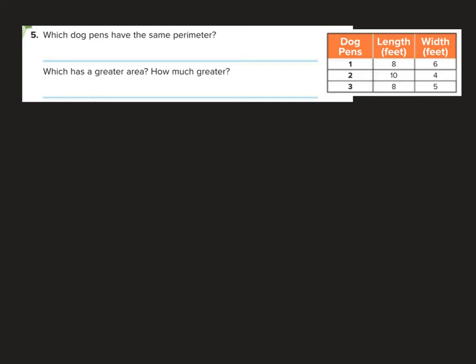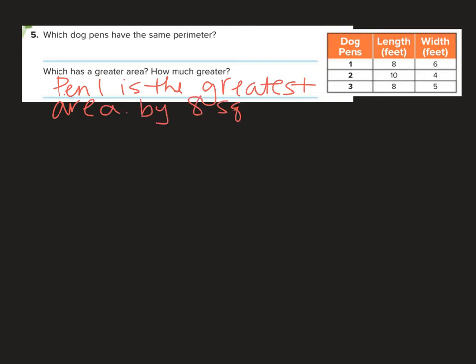Which dog pens have the same perimeter? Oh man, which has a greater area? How much greater? Oh, we can answer the second part. Pen 1 has the greater area. How much greater? Well, we better write it out. Pen 1 is the greatest. Area, how much greater? By 8 square feet. Right, because they're 40, pen 1 was 48.